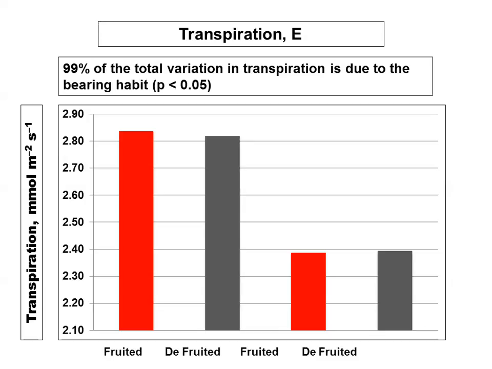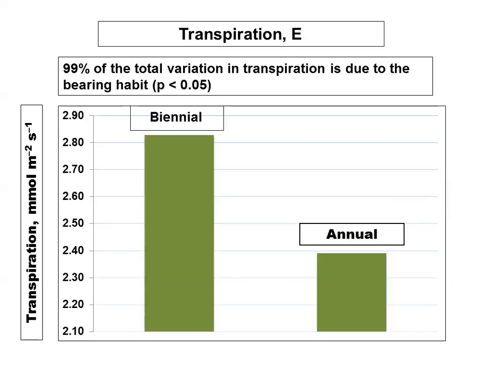And this goes also with transpiration. So transpiration, 99% of the variation is due to the bearing habit. Fruited and deep-fruited within biennial are the same. Fruited and deep-fruited within annual are the same. But fruited and deep-fruited in biennial and the annual are different from each other.